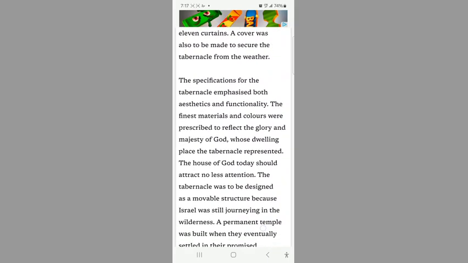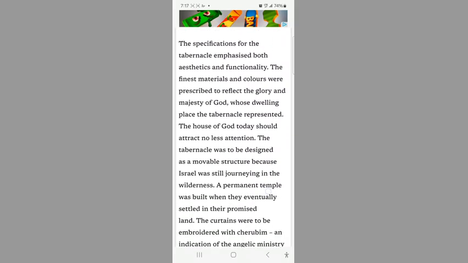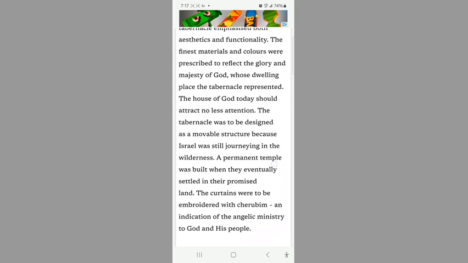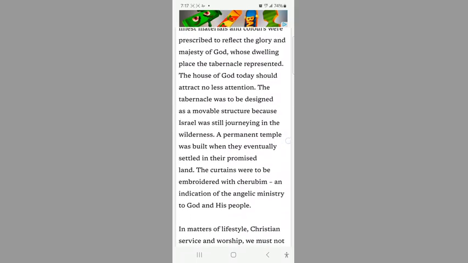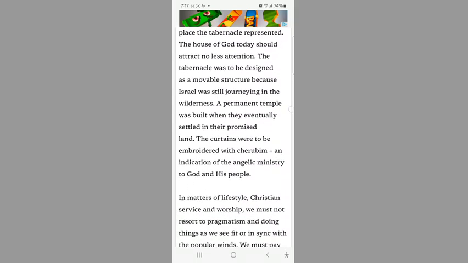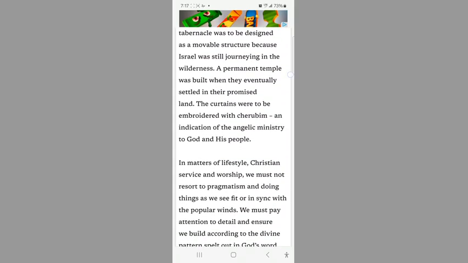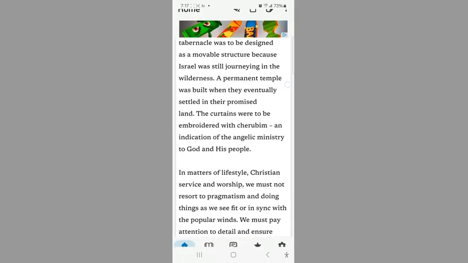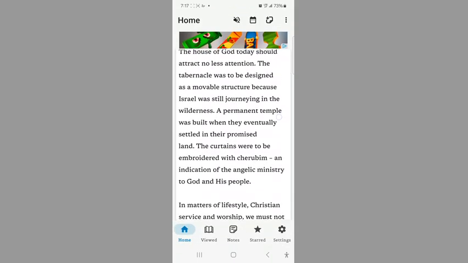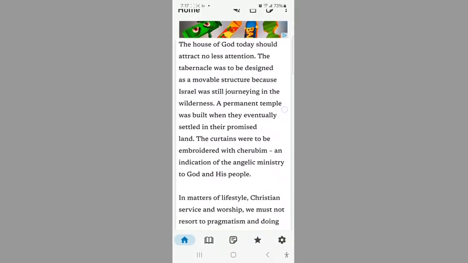A cover was also to be made to secure the tabernacle from the weather. The specifications for the tabernacle emphasized both aesthetics and functionality. The finest materials and colors were prescribed to reflect the glory and majesty of God, whose dwelling place the tabernacle represented. The house of God today should attract no less attention.